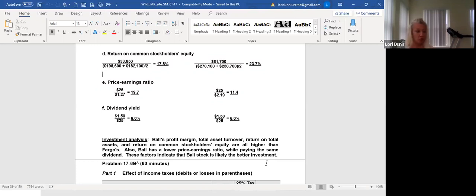Okay, so we've looked at all the ratios except for those few solvency ratios, which you'll see in your exercises. I'm not going to share my screen, but I'm going to take a quick look at the exam.